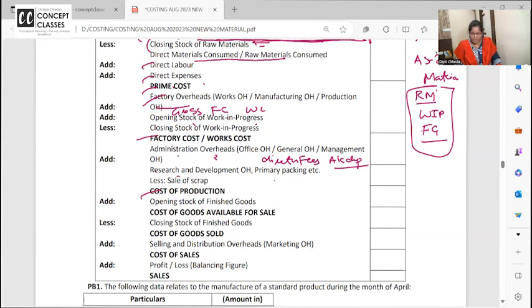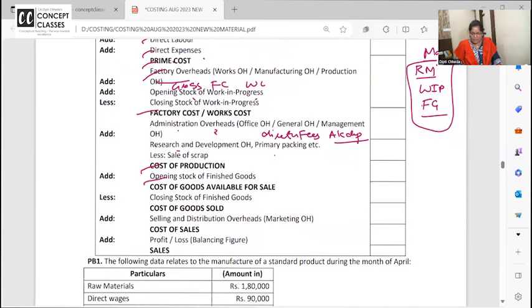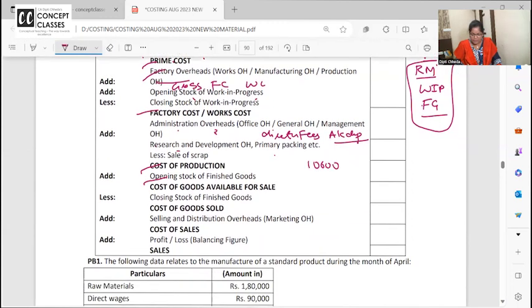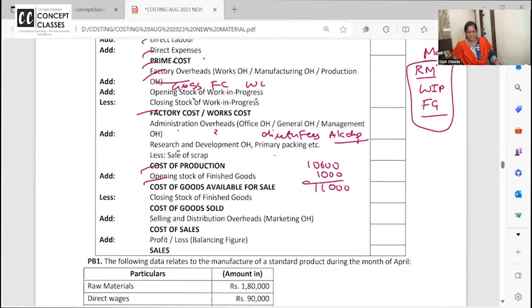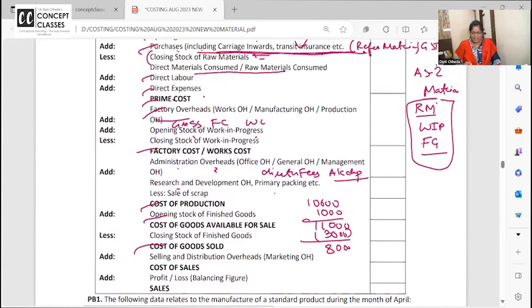In the cost of production, add opening finished goods. See, you have produced 10,000 units, 1,000 units are already there. How many units are available for sale? 11,000. Cost of the production, 10,000. Cost of the finished goods, 1,000. Cost of the goods available for sale, 11,000. Clear? Out of that, finished goods in godown is 3,000. So what is the cost of the goods sold? 8,000. Is the format clear?